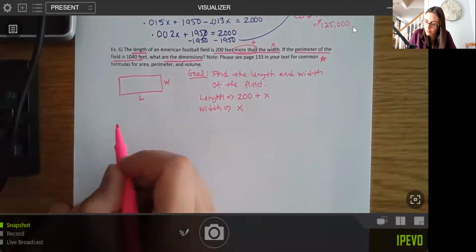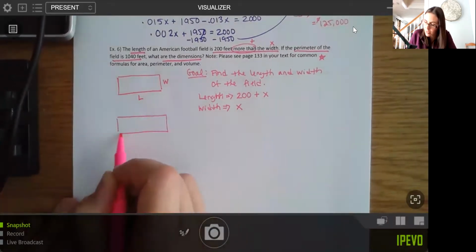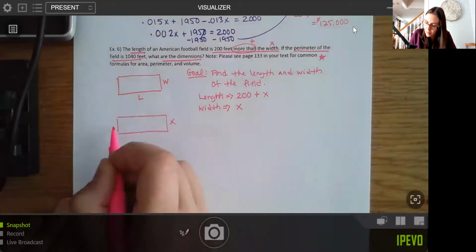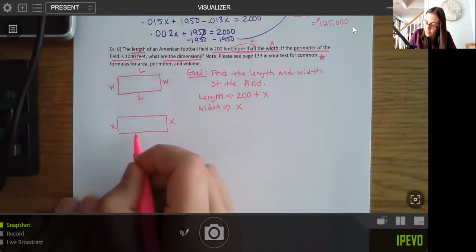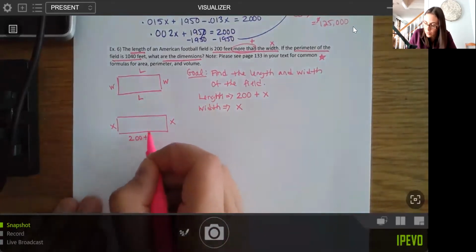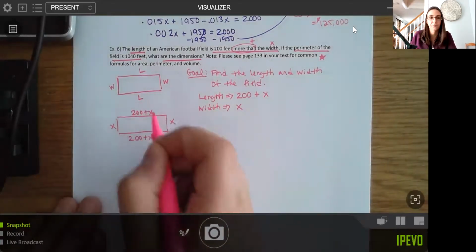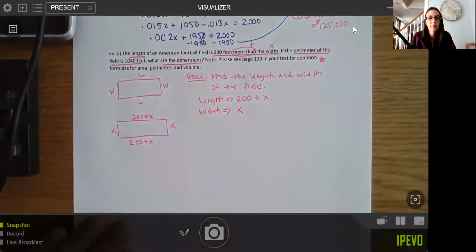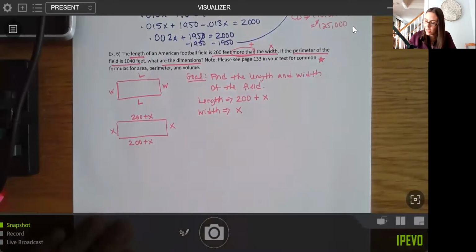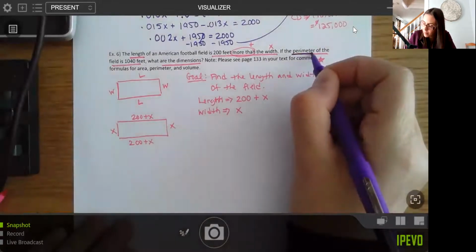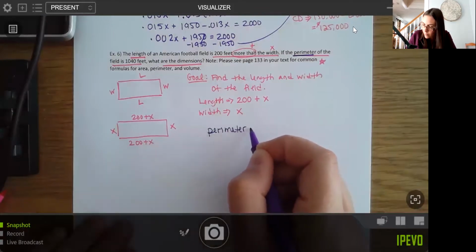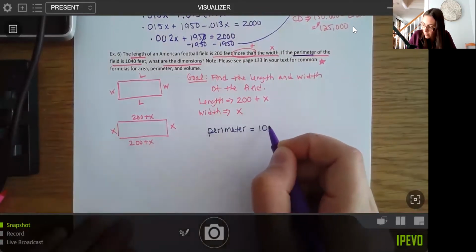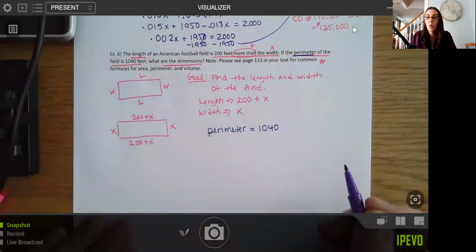So my picture looks like this. So my width is x and x, right? Because you would actually have the width and the length on all sides. And then my length here is 200 plus x and 200 plus x. Now, the other thing we know that we haven't used yet is we know that the perimeter is 1,040 feet.